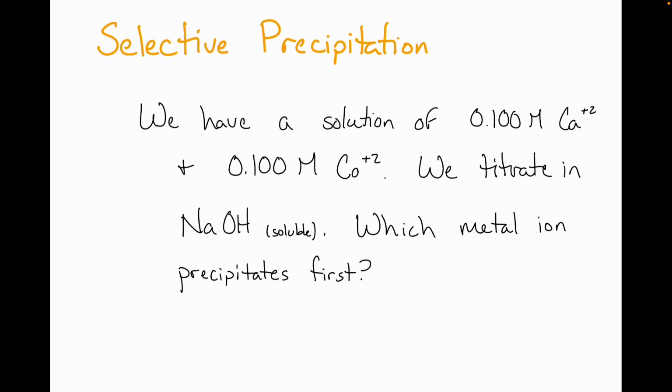All right, so we got this solution. It's a mixture of calcium ions and cobalt ions. We're going to start to add in some sodium hydroxide. And we're going to ask which one of these two metal ions is going to precipitate first, the cobalt or the calcium. All right, so first of all, we need to go to our Ksp table. If we do have cobalt or calcium precipitate, what is it going to be precipitating with? The sodium or the hydroxide? The anion, right? The hydroxide.